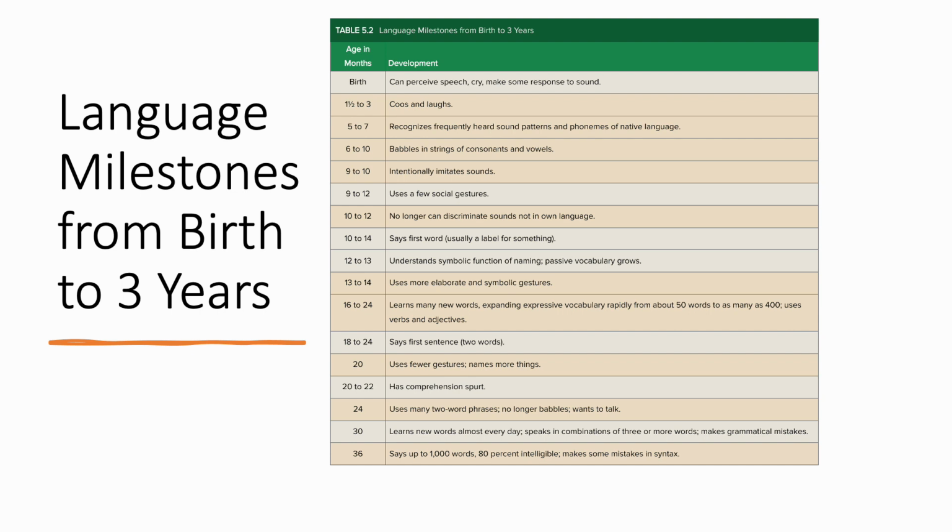It's no longer babbles. What they do is they want to talk. And at 30 months, they learn new words almost every day. They speak in combinations of 3 or more words, and they make a lot of grammatical mistakes. And at 36 months, they say up to 1,000 words. 80% are intelligible, and they make some mistakes in syntax.